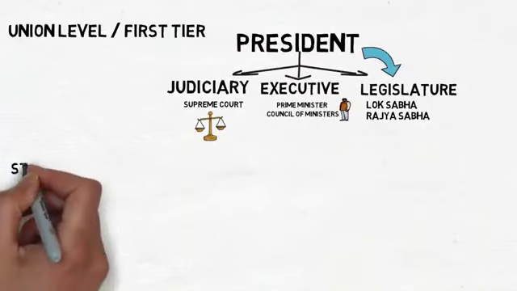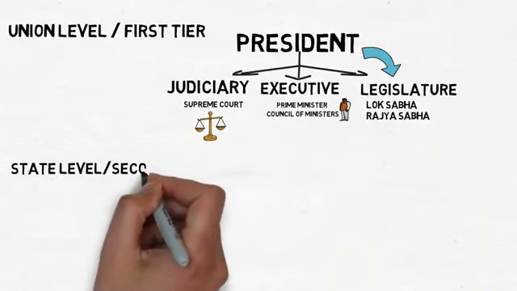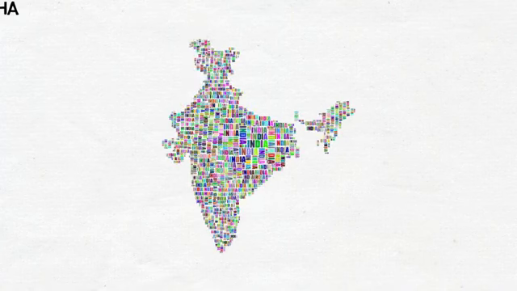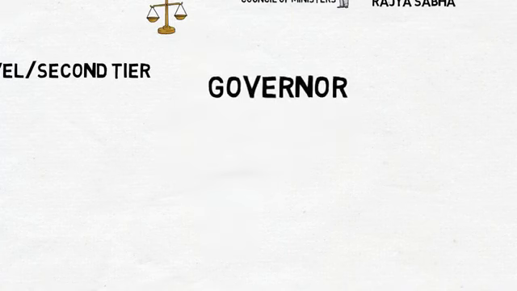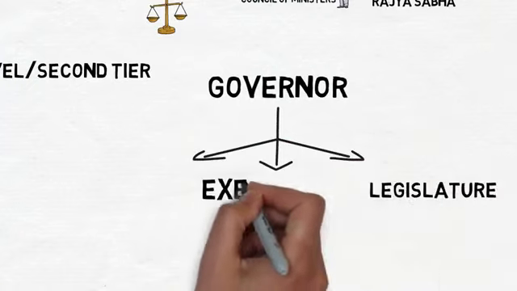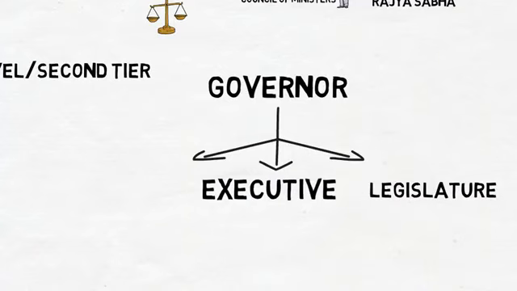Now let's look at the second tier or the state level. There are 28 states in the Union of India. But all these states have a uniform framework of governance. At the top is the governor. Below the governor are three separate organs, the legislature, the executive, and the judiciary.